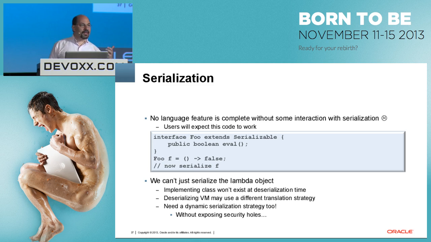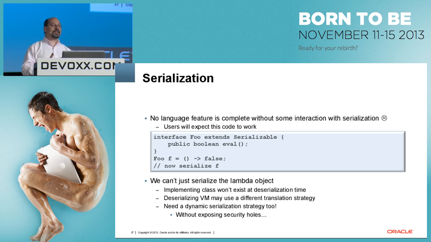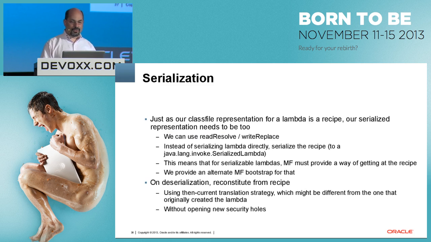Unfortunately, we can't just serialize the Lambda object. Why? Because we generated it at runtime. The serialized form of an object has the class name in it. That class name doesn't exist statically on the disk. So when it gets to the other side, it's going to say, what class is this? I've never seen this class before. And even if it did, the other VM that you're deserializing on might be using a different Lambda implementation strategy than the one we're using. So if we have a dynamic translation strategy, we need a dynamic serialization strategy to match that. And of course, we have to do it without exposing the gazillion security holes of serialization.